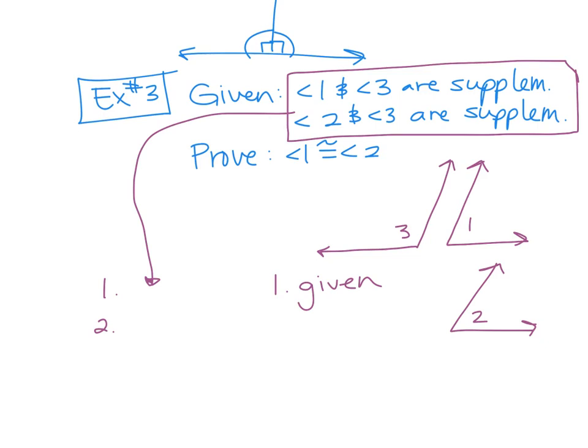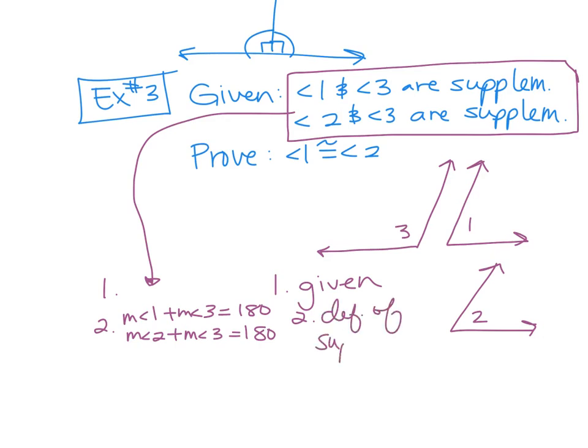We know 2 and 3 are supplementary. If we know they're supplementary, what do we know about them? What does that mean? They equal 180. So we're going to say the measure of angle 1 plus the measure of angle 3 equals 180. And we're going to say the measure of angle 2 plus the measure of angle 3 equals 180. Why can we say that? What did they tell us in the given that tells us 180 in step 2? That they're supplementary. So you just say that's the definition of supplementary angles. They equal 180. Okay, definition of supplementary angles.